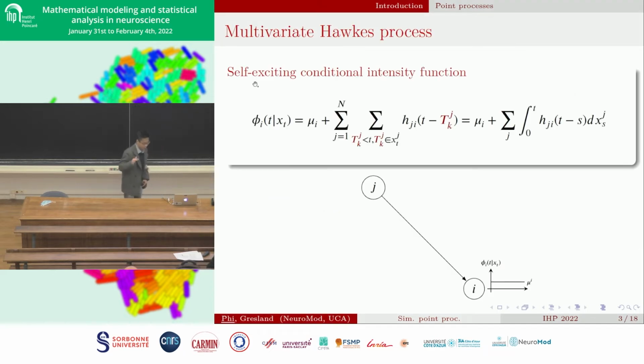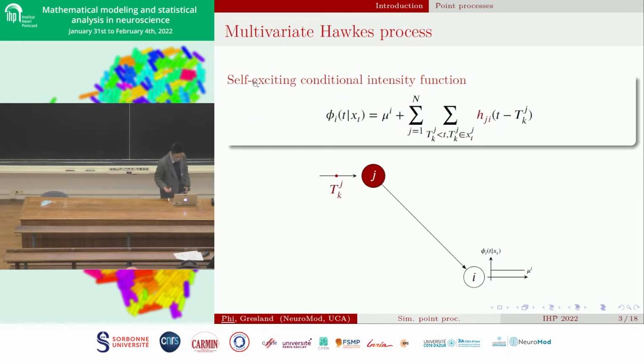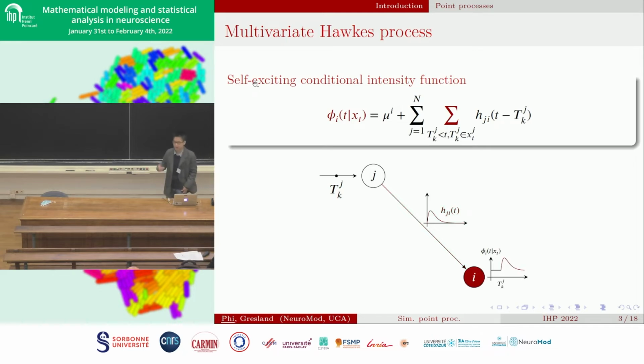More precisely, I will focus in this talk on Hawkes processes, which have a self-exciting conditional intensity function. Why are we interested in this model? Well, it fits the data well, and at each time a neuron Z emits a spike, it modifies the intensity function of neuron i via the interaction function hZi. Somehow it increases the chance of having a new spike of neuron i.